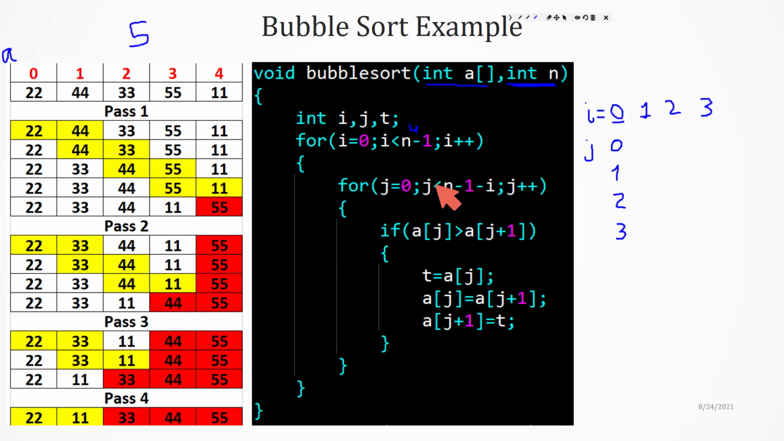So why? Because j equal to 0, j less than n minus 1, n minus 1 is 4, minus i. Here i is 0. So the entire term becomes 4. So listen carefully. Just look at the term n minus 1. n is 5, already told you n is 5. 5 minus 1 is 4, 4 minus i, here i is 0. So j less than 4. So 0 to 3 will be the valid values.